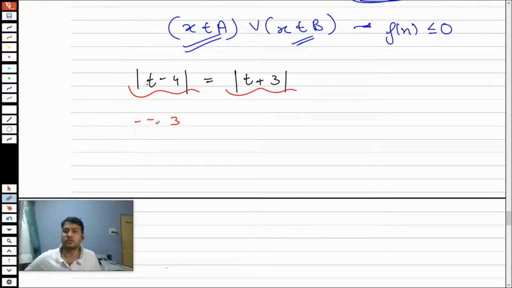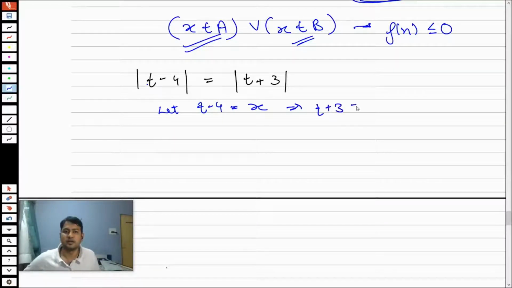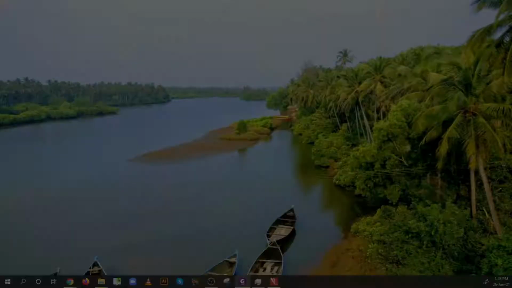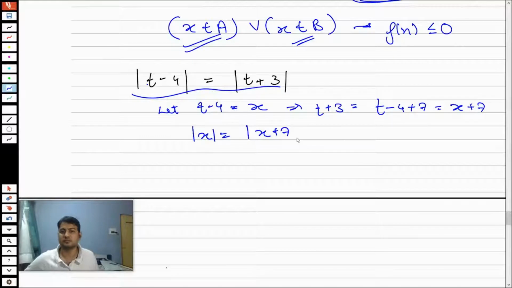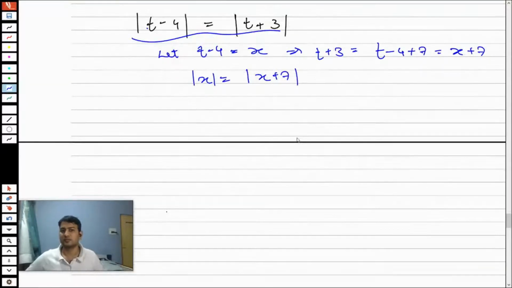So one way to do this problem is to make a substitution: let t minus 4 equal x. Then t plus 3 is basically t minus 4 plus 7, which equals x plus 7. So this becomes mod of x equals mod of x plus 7.